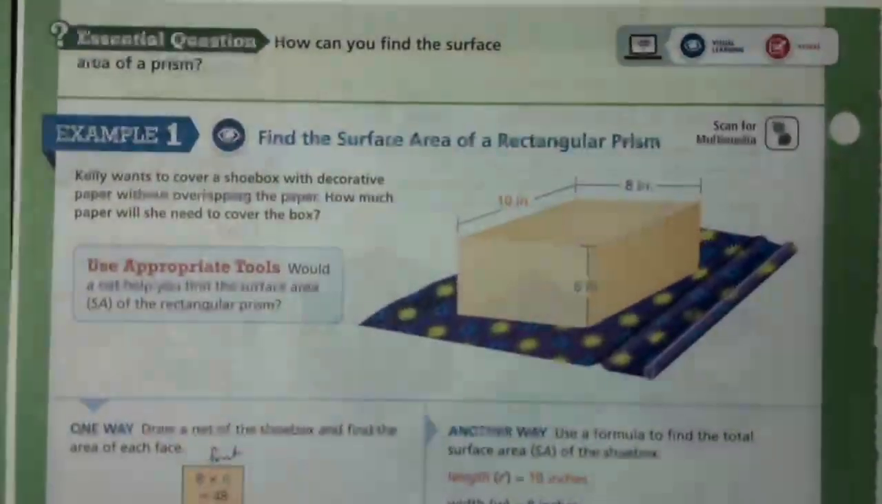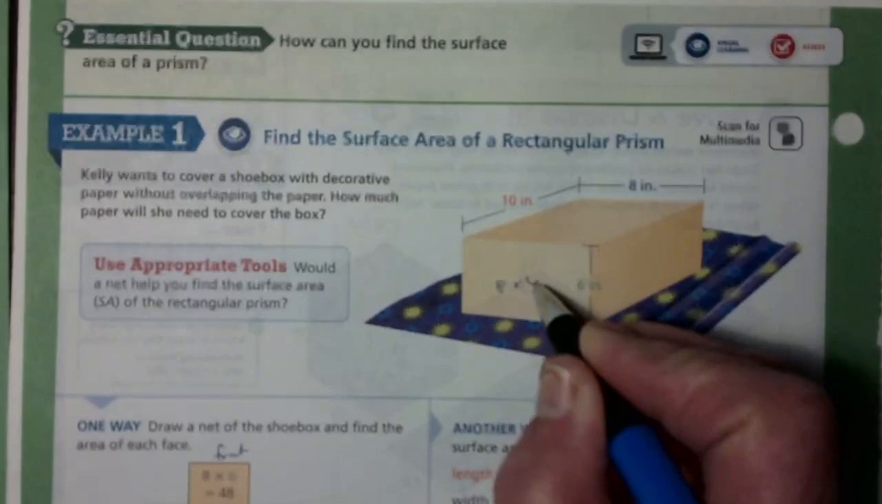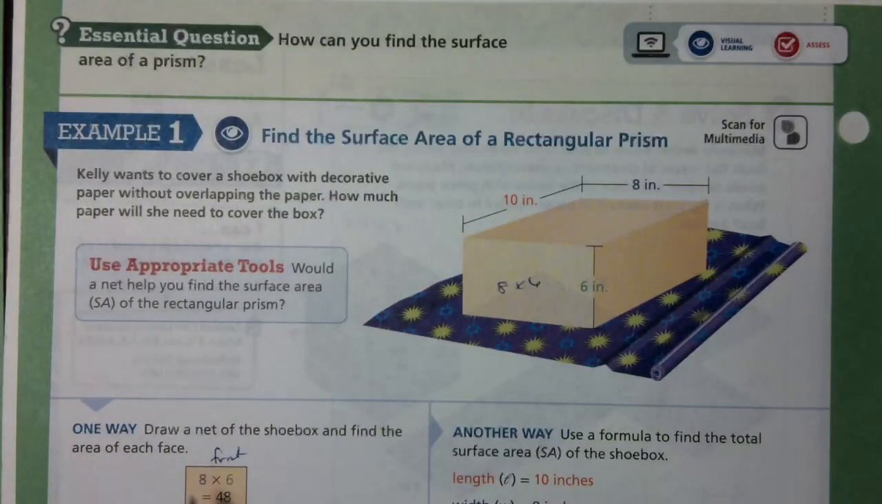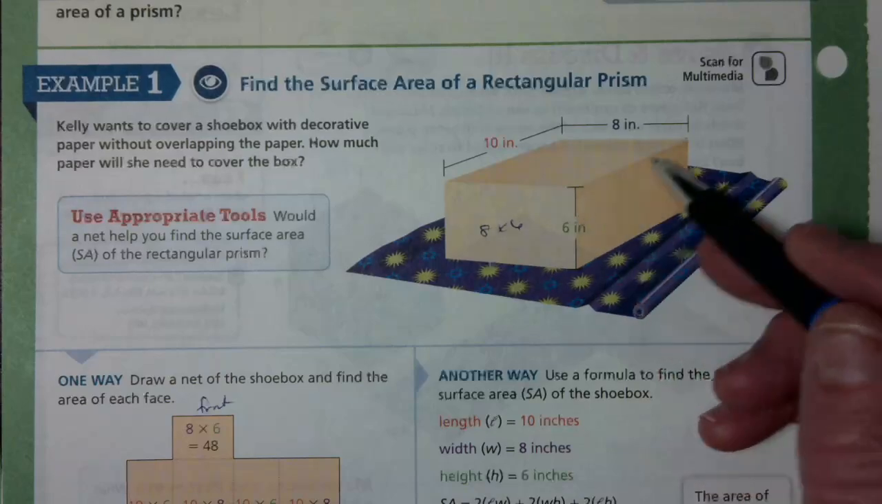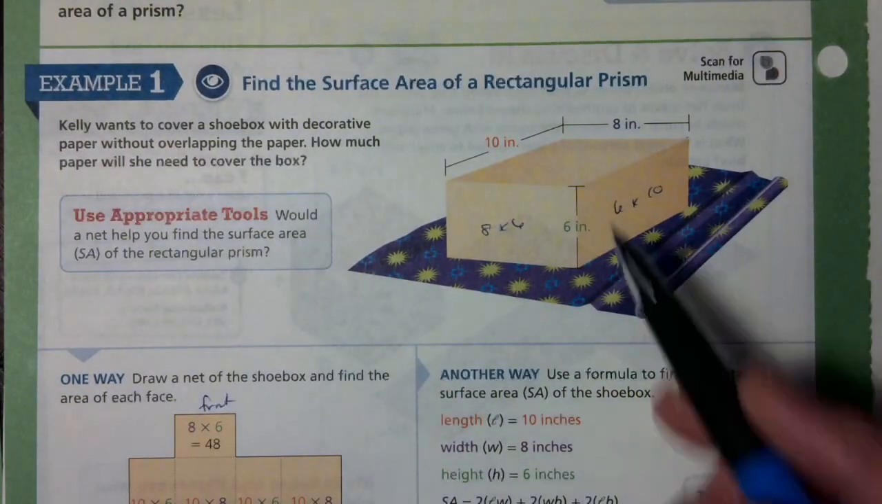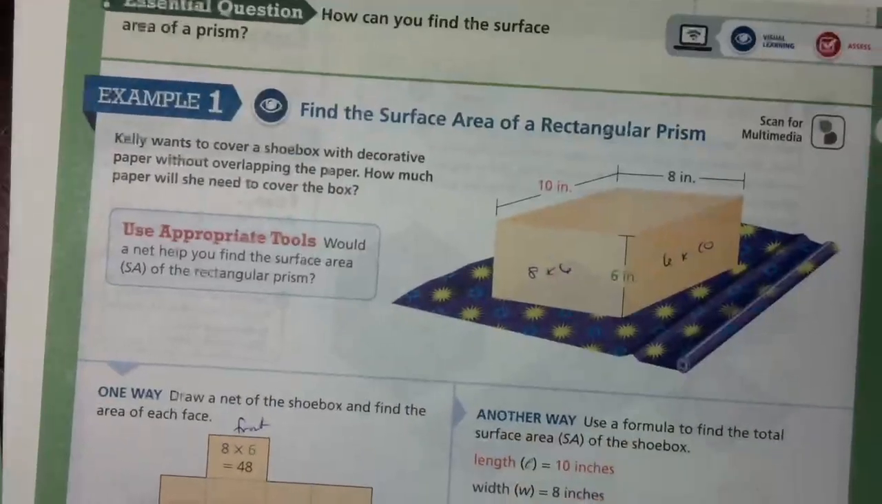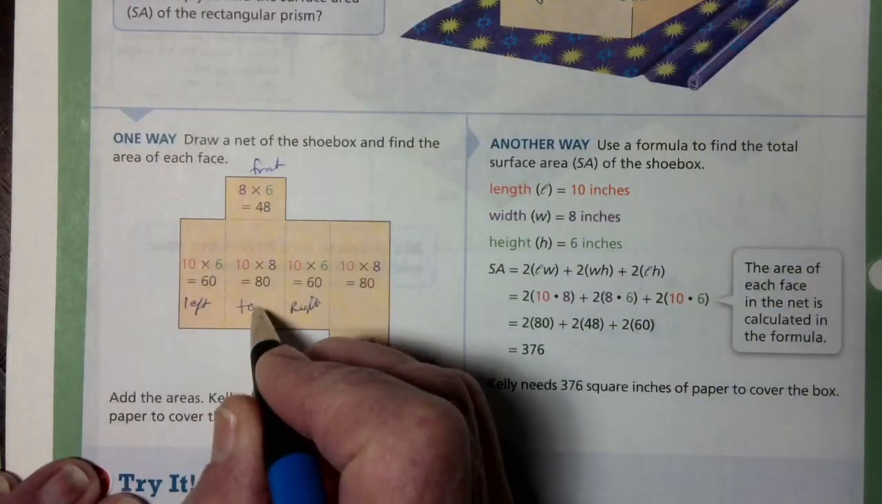I'm sorry, let me get my picture here. Okay, so this piece is an 8 by 6. That's the front and the back. So we named it correctly. This side is a 6 by 10. The 6 by 10 is the left and the right. So now we have an 8 by 10. I'm sorry, I got lost there in what I had. And this is a top and a bottom.